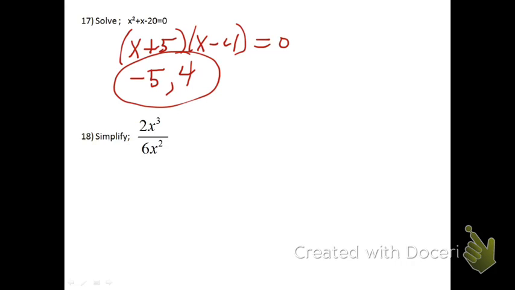In 18, we're simplifying, so this isn't too bad. I know 2 will go into 6 3 times. This x squared will take away 2 from up here. So I end up with an x to the first over 3.